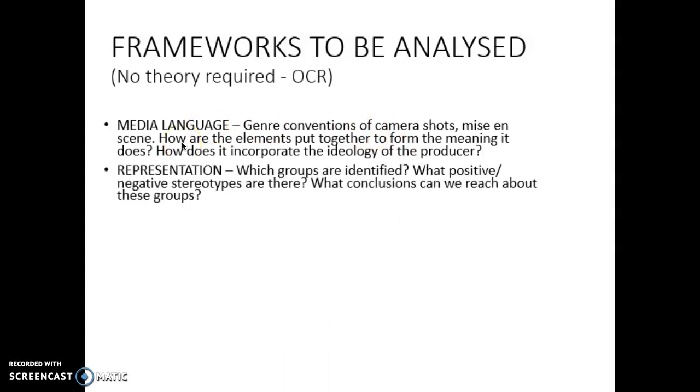And secondly, representation. So which groups are identified, what are the positive stereotypes or the negative stereotypes that are there, what conclusions can we reach about these groups. Bear in mind that there's no theory required for this particular section.